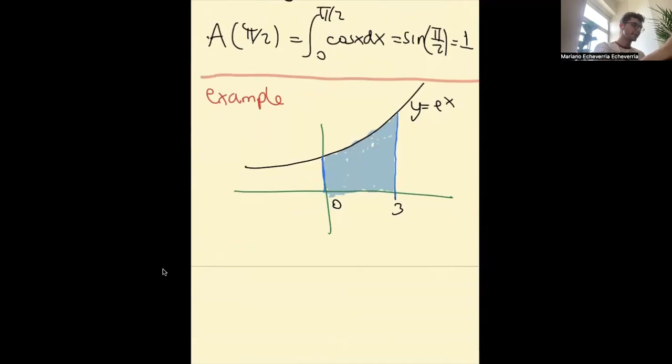So let's say I wanted to find the value for this integral. I want to find the area from 0 to 3 of e to the x dx.